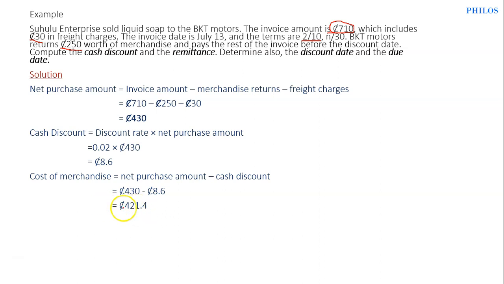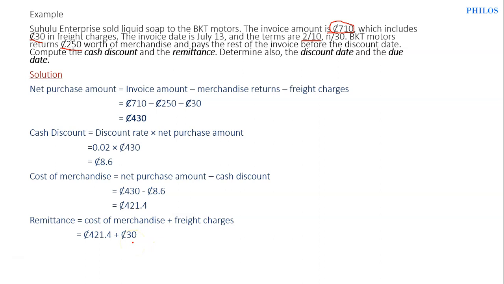So after getting the cost of merchandise, we can now call the formula for the remittance, which is cost of merchandise plus the freight charges. You only add the freight charges to the cost of merchandise to get the remittance, that is if there are any freight charges. But if there are none, then the remittance is equal to the cost of the merchandise. So the cost of the merchandise, that's what you are paying for that merchandise after discount, plus the freight charges.